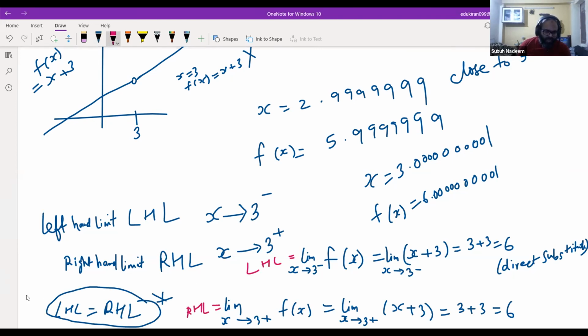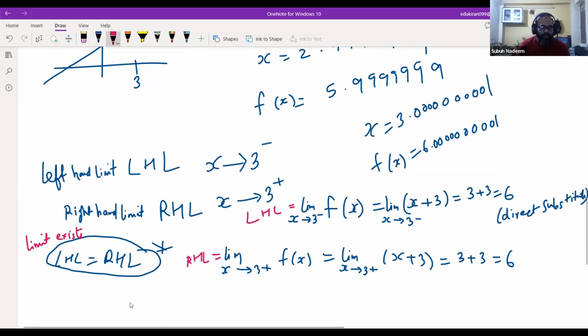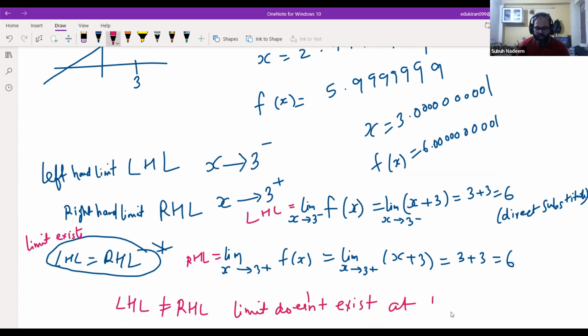So we say that the limit exists. We say the limit exists when the left hand limit and right hand limit are the same. In some situations, the left hand limit and right hand limit are not the same. So if in any such situation you see that the left hand limit is not the same as the right hand limit, then you will say the limit does not exist at that point. Okay. Here it is 3. That can be another point there.